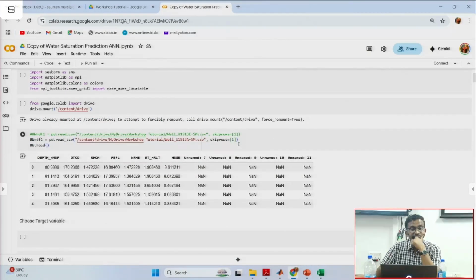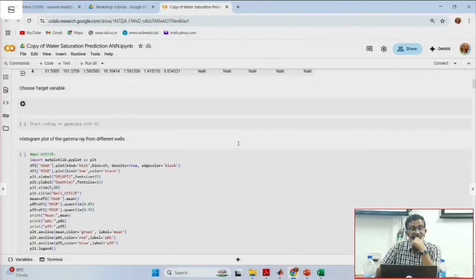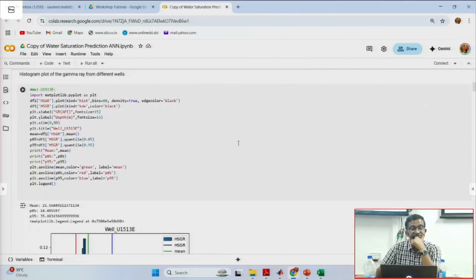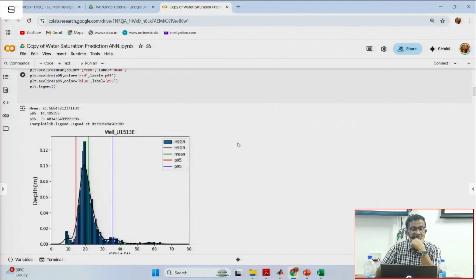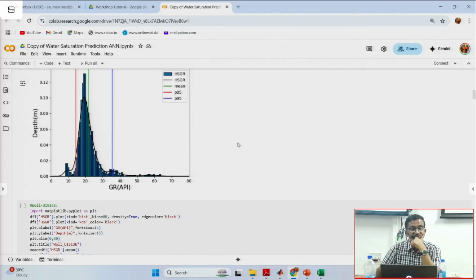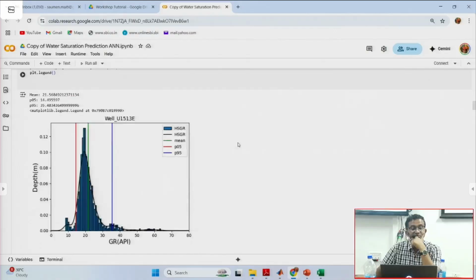Need to mount this drive for the data access. You can print and check what is the not a number in the whole data set. Then read the gamma and other logs. The best is the inter-quartile range, you can set that. From the histograms, you can identify the types of outliers, and you can set and remove these.